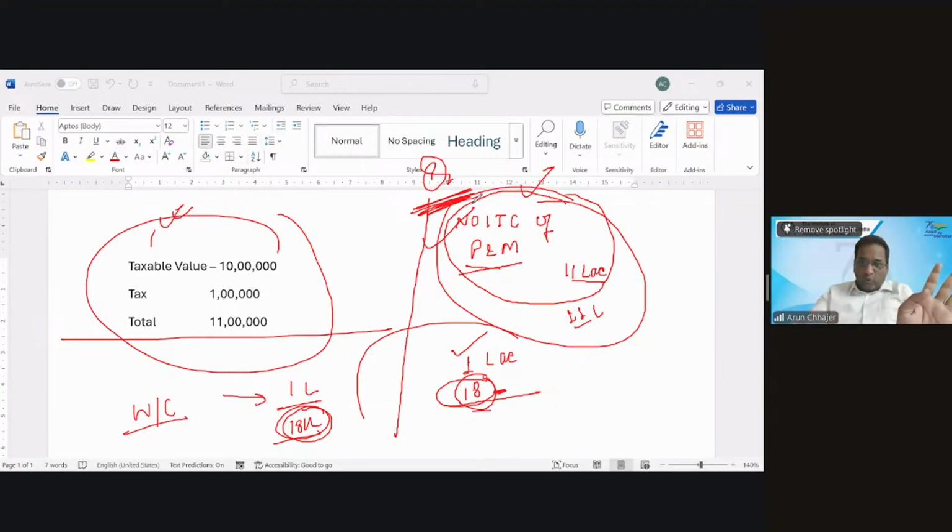Answer is no. You can take the ITC of 18,000. Simply you need to prove that it is plant and machinery, irrespective of the fact whether you have taken the ITC or not taken the ITC of that plant and machinery. No problem. Welcome, Saminathan.